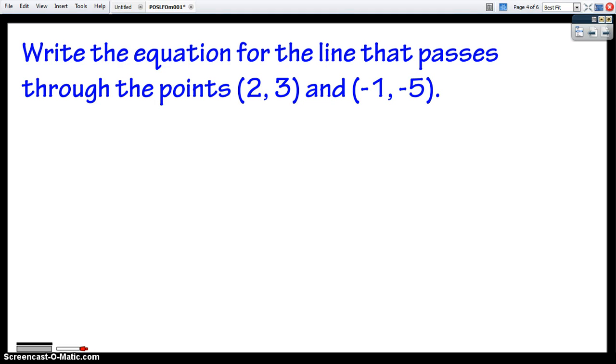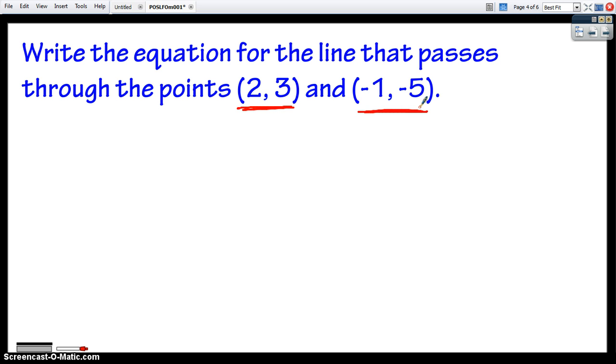Alright, let's take a look at this problem. Write the equation for the line that passes through the points (2, 3) and (-1, -5). Now, hopefully you notice that the first thing is we've been talking about point and slope, yet that's not the information they gave us. They gave us a point and then another point.